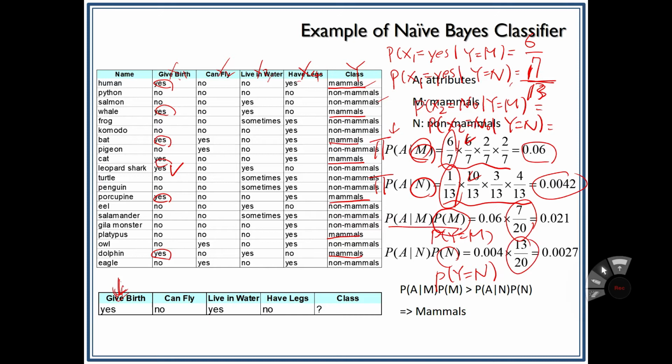So the posterior probability by Bayes theorem is this one for the mammal class, and the posterior probability based on Bayes theorem for the non-mammal class is this one. Which one is greater? This one is greater than this one. So we classify this new object into the mammal class. Now I think you can solve a classification problem in this way using the naive-Bayes classifier.